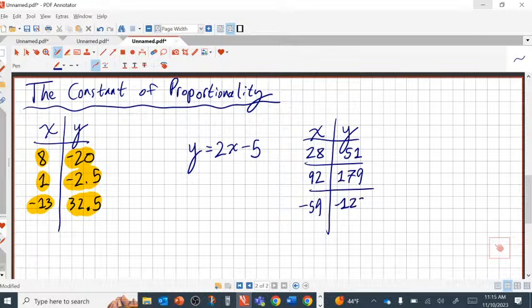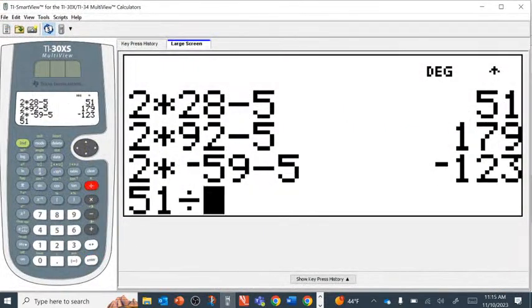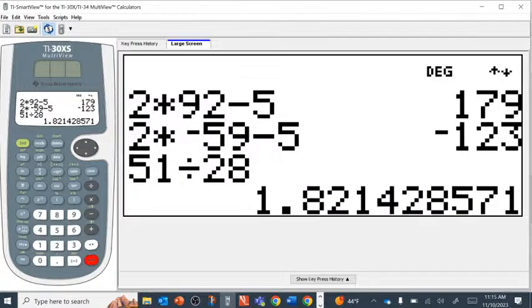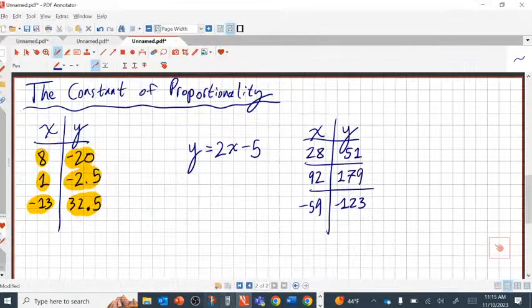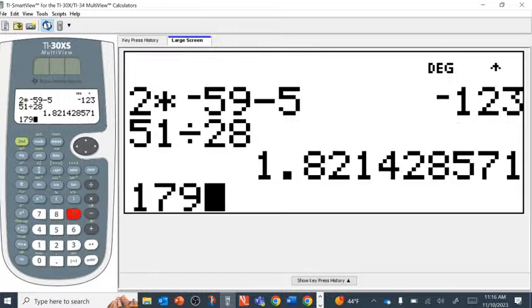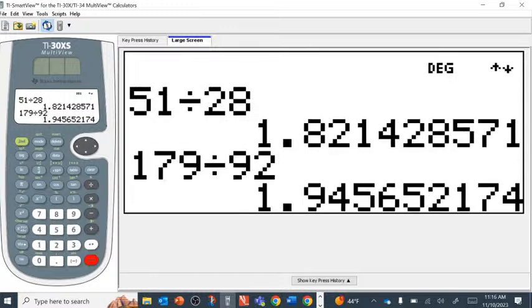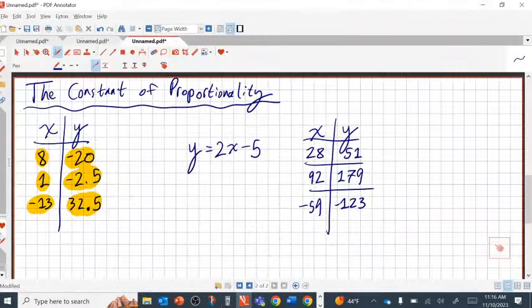Now, guys, is this proportional, yes or no? And you can tell because 51 is 28 times what? Well, 51 divided by 28, that horrible mess. And then is 179 divided by 92 the same horrible mess? It's close, but is it exactly the same? No. So it's not proportional. So on your self-assessment, on this one, since it was proportional, you would give me its constant of proportionality. And on this one, you would just write, nope.